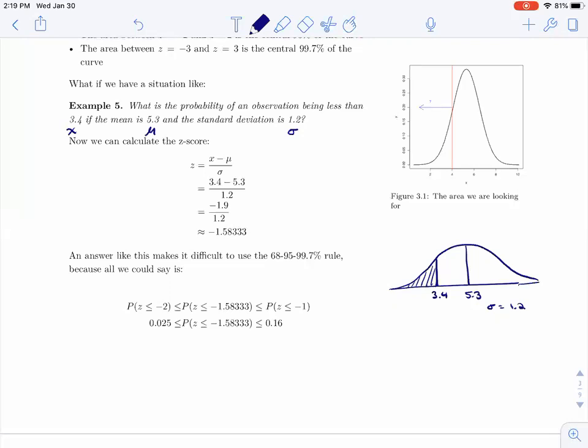So I've calculated the Z for you, but just so we can go through the motion, let's just calculate it again. So I'll just plop it in here. Because what we're going to do, right, is we know the 68, 95, 99.7 rule. And so one way or another, we have to find how many standard deviations is 3.4 from 5.3. If the standard deviation is worth 1.2, no matter how you do it, you are going to calculate a Z score. So you may as well just call it a Z score. Right? So Z is X minus mu over sigma.